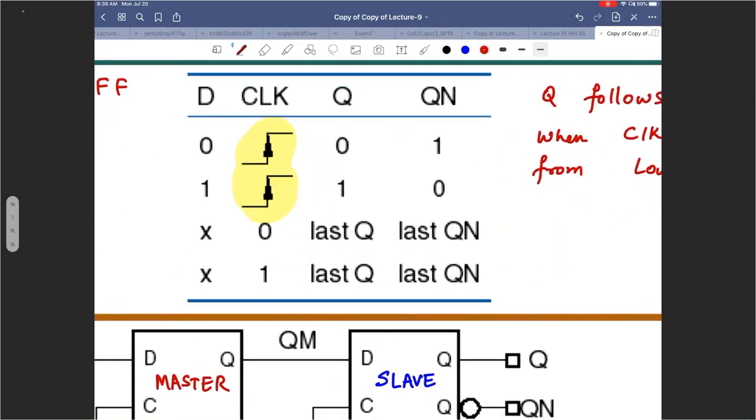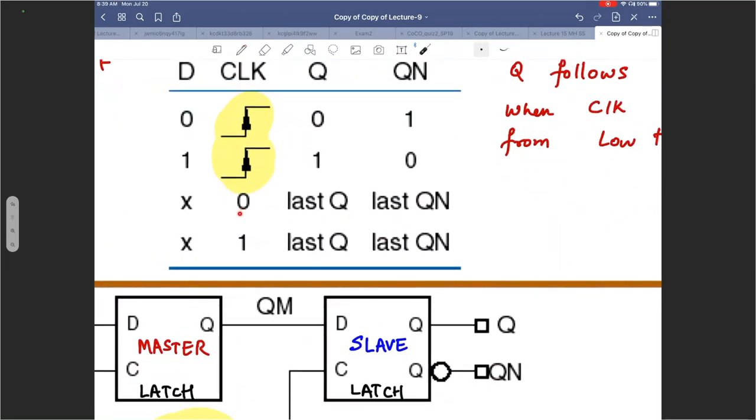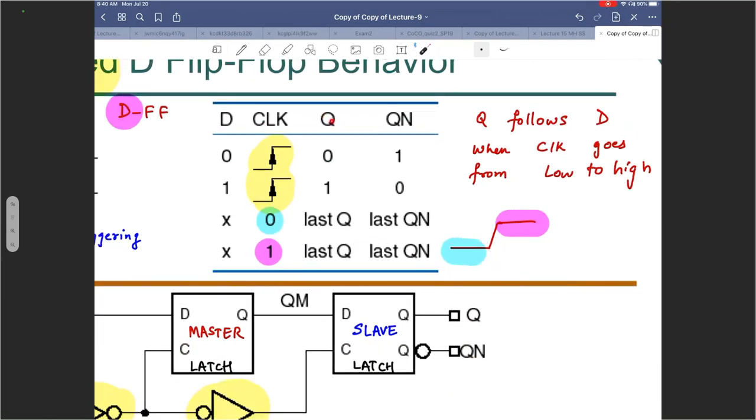Now the question is, what happens when clock is 0, right? That's the level 0. So that's this part, not the transition, but when clock is 0 here, or when clock is 1 here, it is not sensitive, right? The D flip-flop is not sensitive to the level of the clock. So no matter what D is, Q will not have the ability to change. So Q will be the last Q. You can see new output Q will be the same as the last output, because here the clock did not go from low to high.